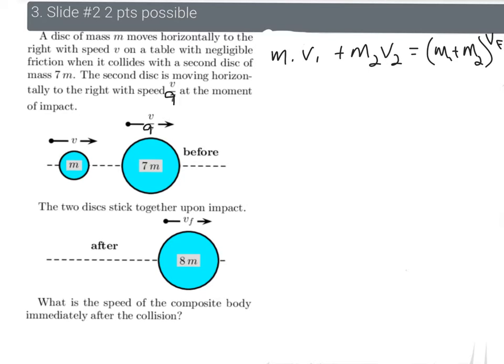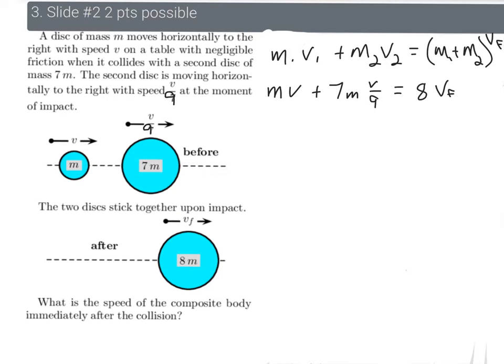So m1v1, if I just substitute in, this is mv, plus I have 7m, and then I have v over 9. That's equal to the combined mass, and 7 plus 1 gives us 8, and they already told us that, times some final velocity. And so we're trying to find the final velocity in terms of the original velocity v.